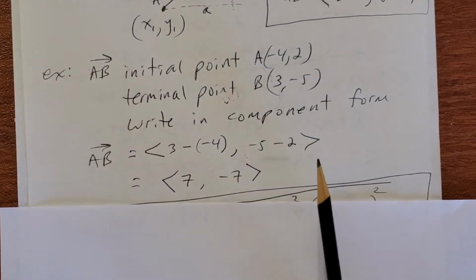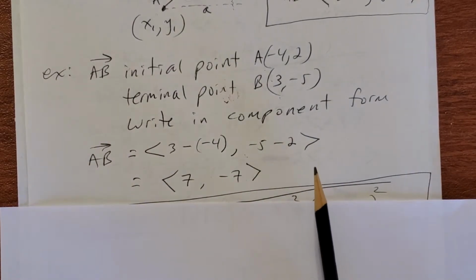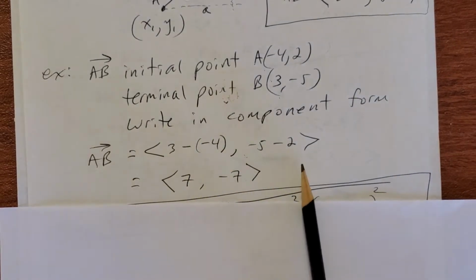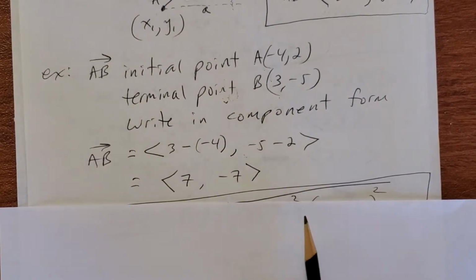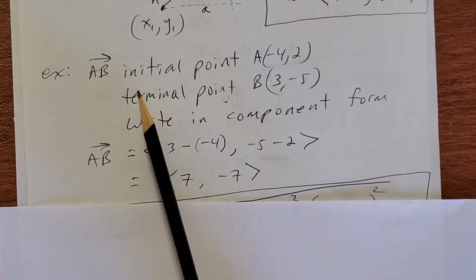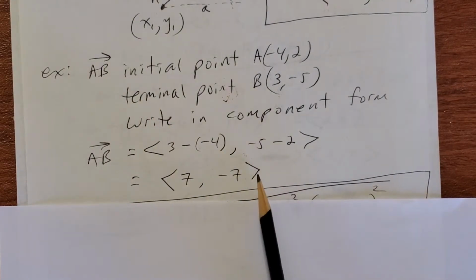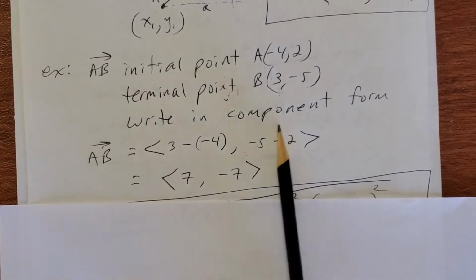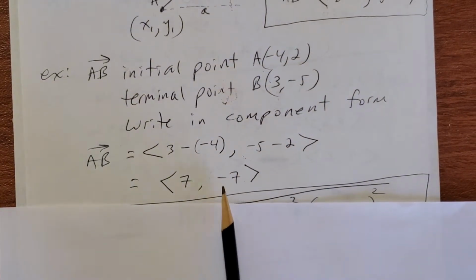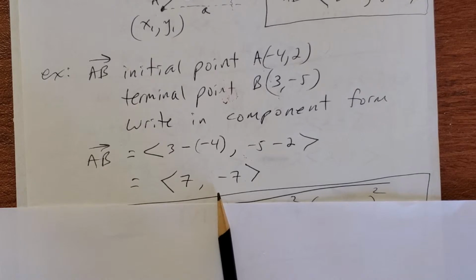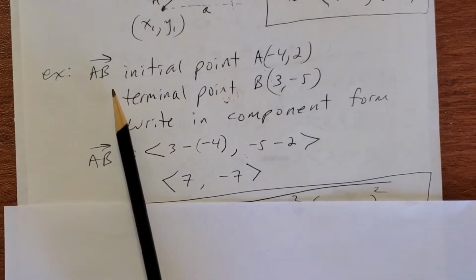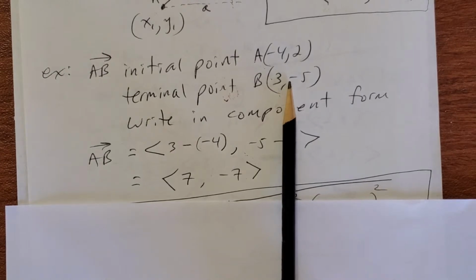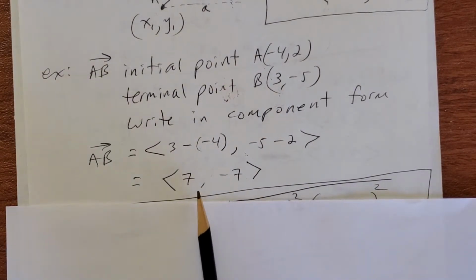So even though I don't have a picture of the diagram of the vector, I know that it's 7 across, 1, 2, 3, 4, 5, 6, 7, and then 7 down, 1, 2, 3, 4, 5, 6, 7. So I know the vector points down. Anyway, the instructions were to find the component form. So this is the component form of the vector. Vector AB that starts at this point and ends at this point has these components.